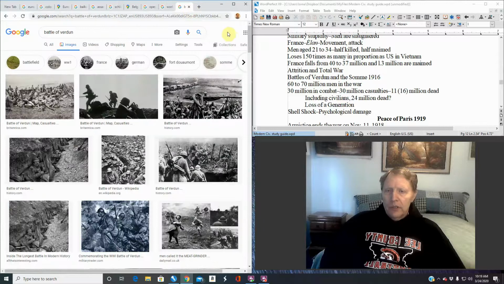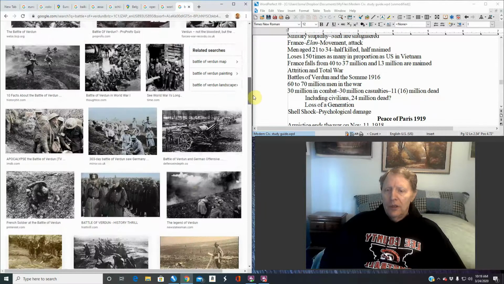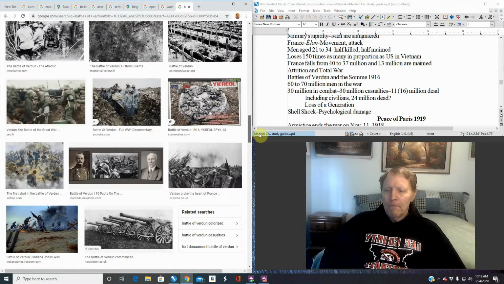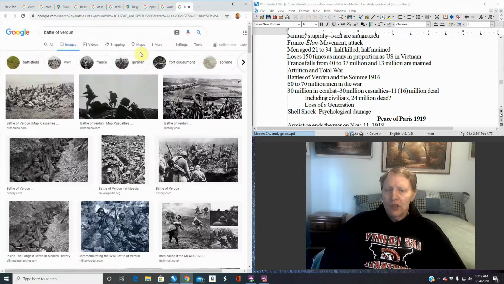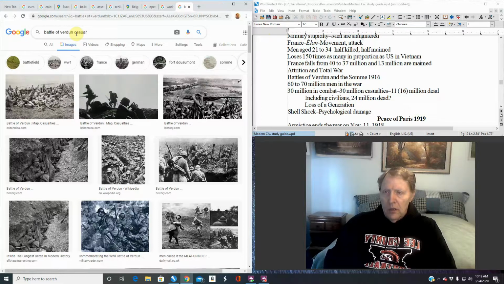What happens is this. I would like to, good God. I've been to Verdun. It's one of the most disturbing experiences of my life. The ossuary.